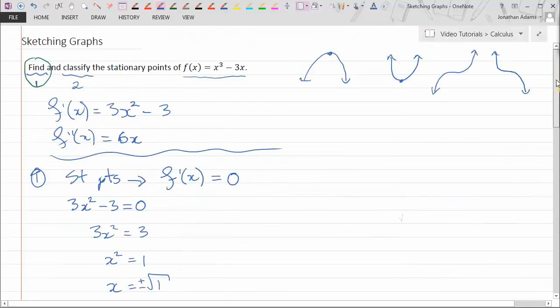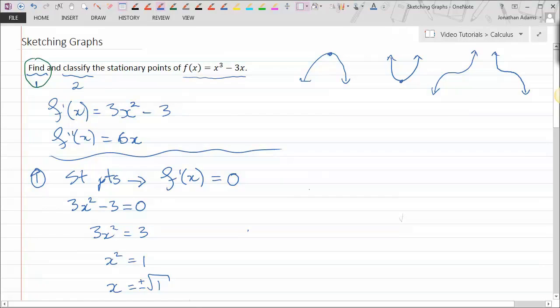We've successfully found where the stationary points are. The next part is to classify them. To classify our stationary points, we're going to use the second derivative. And the reason the second derivative is going to be useful is because the second derivative, remember, told us about the concavity.